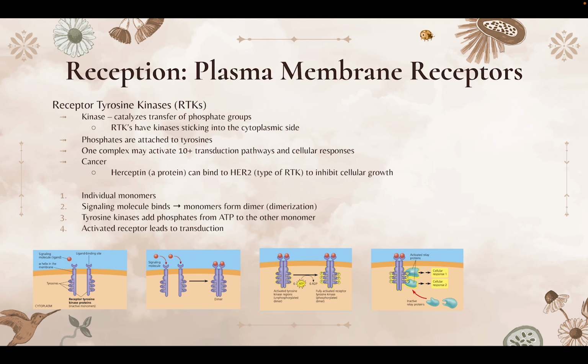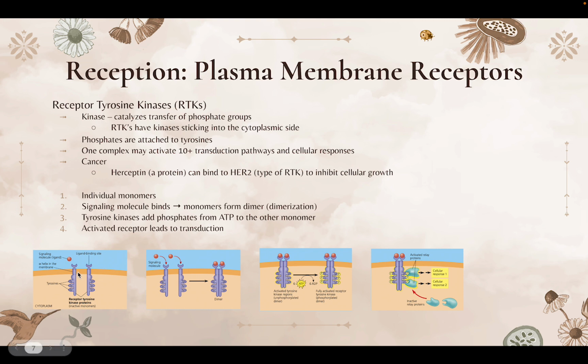So you'll see that RTKs are involved in a lot of cancers. For example, there is a cancer drug for, I believe, breast cancer and another type of cancer called Herceptin, and it's a protein that can bind to HER2, which is a type of receptor tyrosine kinase, to inhibit cellular growth. I believe the other type of cancer is liver cancer, but I could be wrong. But anyways, let's talk about how receptor tyrosine kinases work.